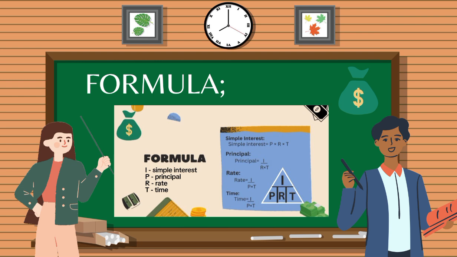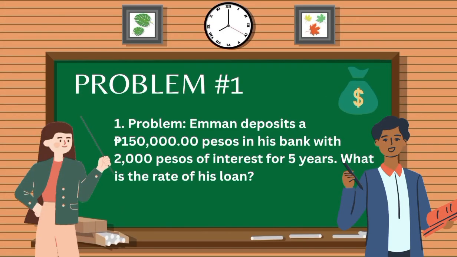Kapag principal amount naman po, ang gagamitin po nating formula ay P equals I over R times T. At kapag rate naman po, ang formula ay R equals I, or the interest, over P times T. Kapag time naman po, ang formula ay T equals I over P times R.